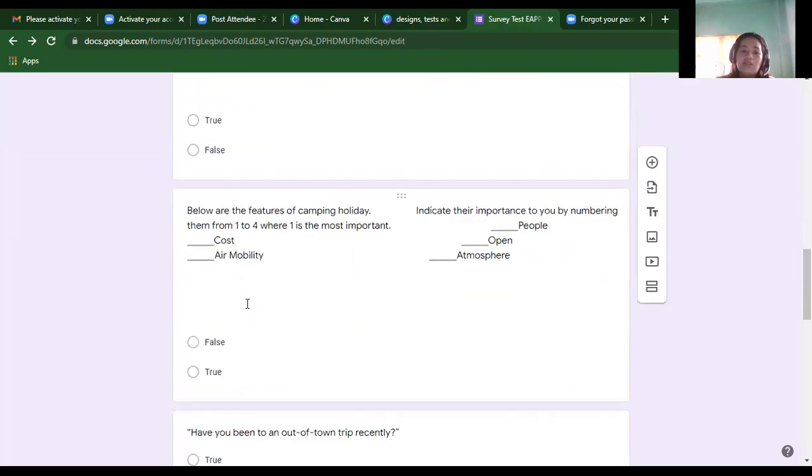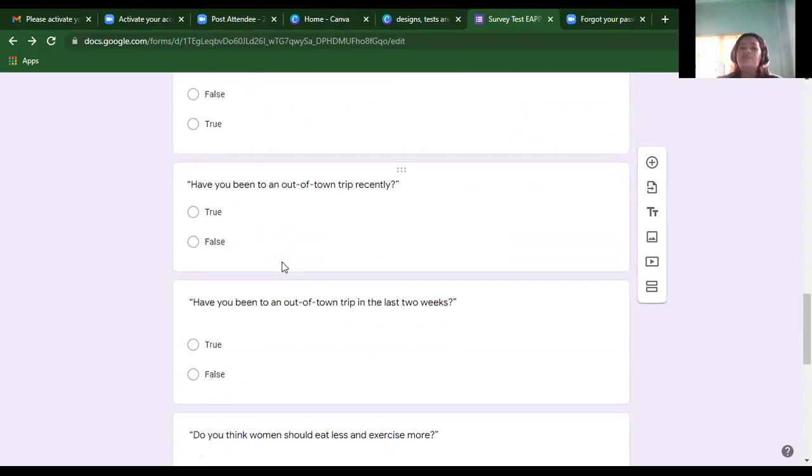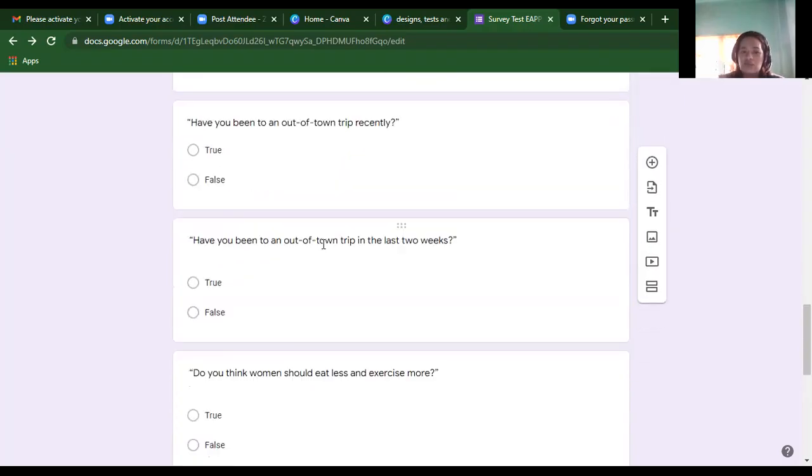And then the next one would be, below are the features of camping holiday. Indicate their importance to you by numbering them from 1 to 4, where 1 is the most important. People, open, atmosphere, cost, air mobility. Was the question clear? If it is, then select true. If it's not, select false. And then so on and so forth.